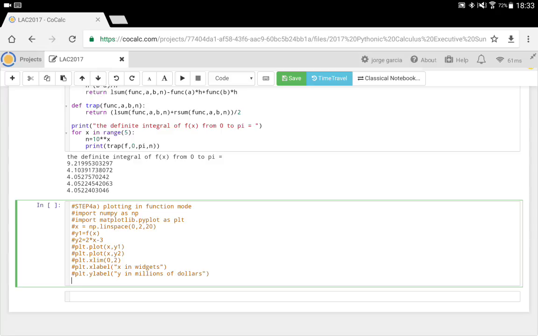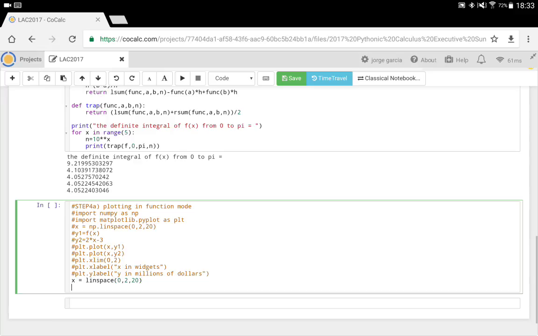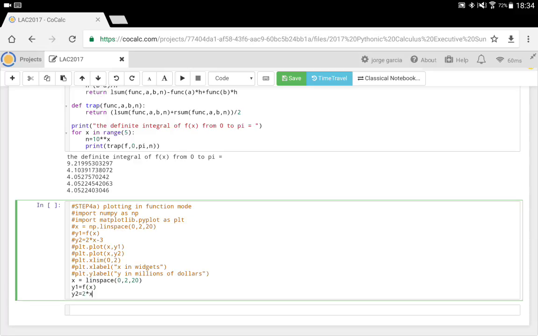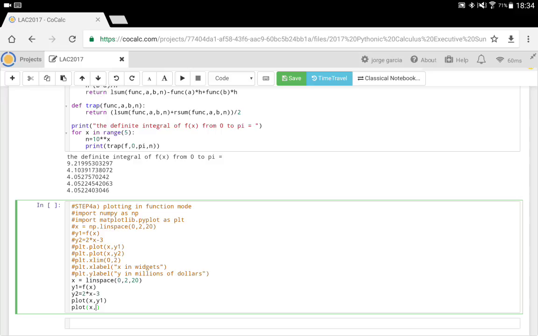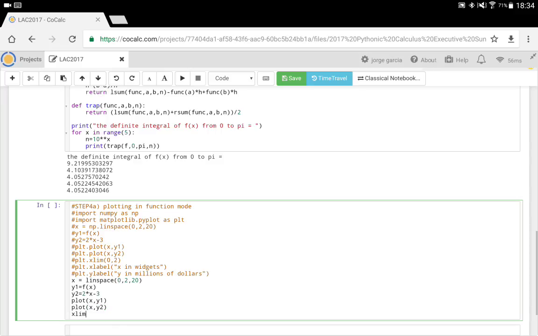Okay, you ready? Alright, so we're still going to do the linspace thing, but just this, x equals linspace from 0 to 2 in 20, because we already imported numpy, right? So I don't have to do that. Then y1, we're still going to do y1 equals f of x, and y2 equals 2 times x minus 3. And then we're going to do plot x comma y1, so we don't have to do plt dot because we already imported all of pyplot, right? That makes life easier. But you should know what's coming from what, so that's why I put the commentary there. And plot x comma y2, and let's do the xlim. This is all from pyplot. Xlim from 0 to 2. Actually, I think you have to write it this way. So that's an error. Let me fix it up here.